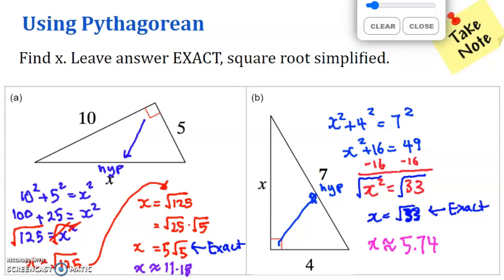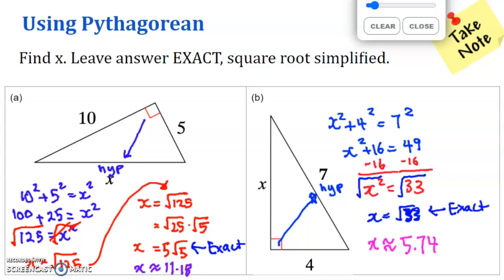And 125 simplifies to 25 multiplied by 5. So the square root of 25 is 5, multiplied by root 5, becomes x is equal to 5 root 5, which is the exact solution for x. And if I use the calculator, I get 11.18, which makes sense because it's longer than 10 and 5. So 11.18 makes sense. Okay, what about this problem?